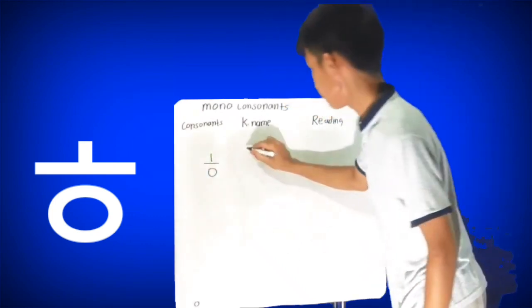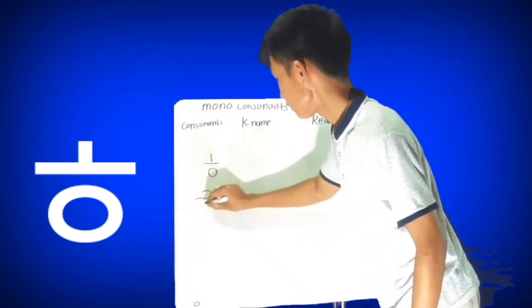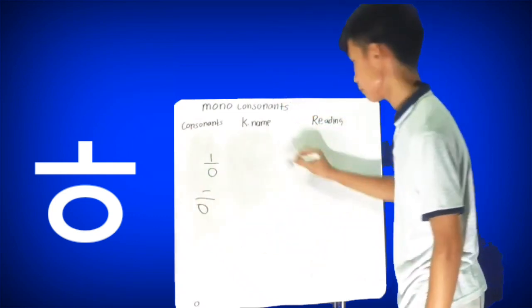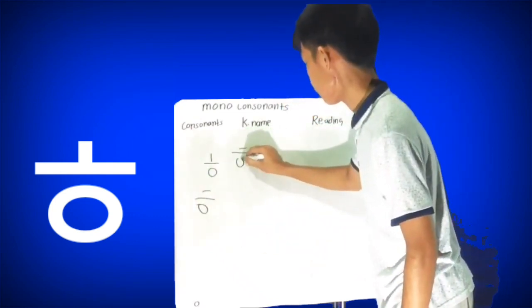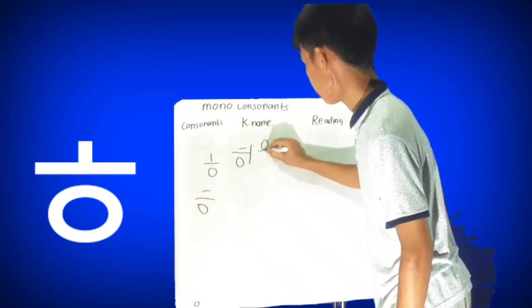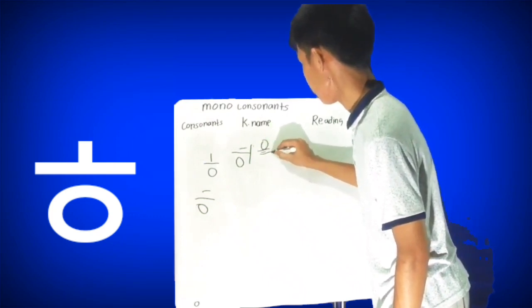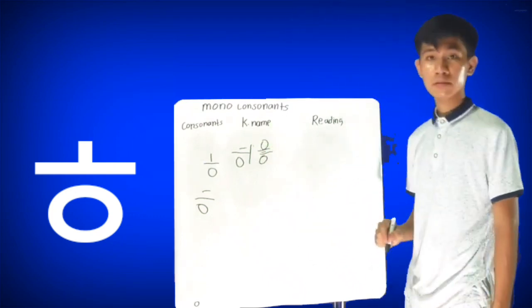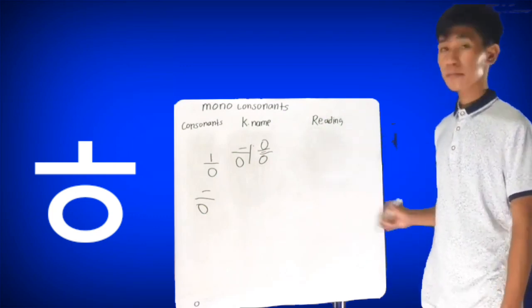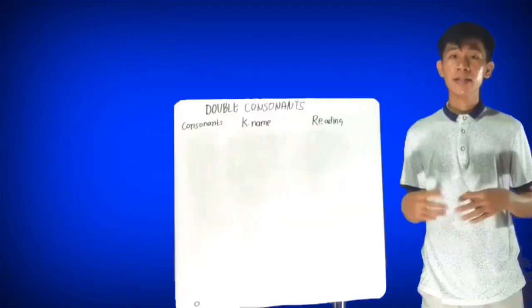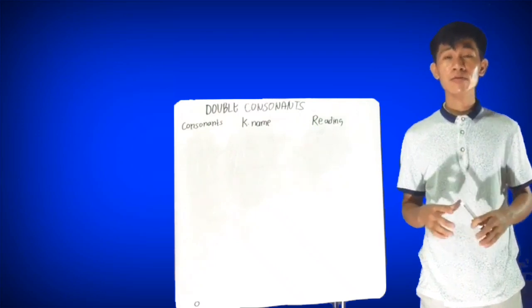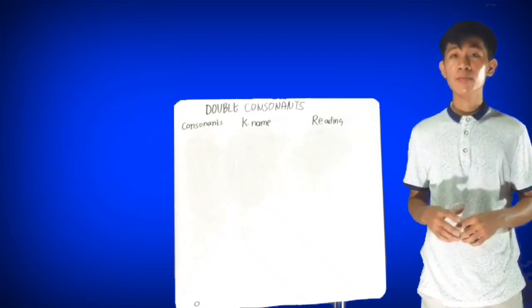And the last is hieut. Or like this one. Like hope, hit, hope. And now, since we are done with the monoconsonants, let's proceed to the double consonants.